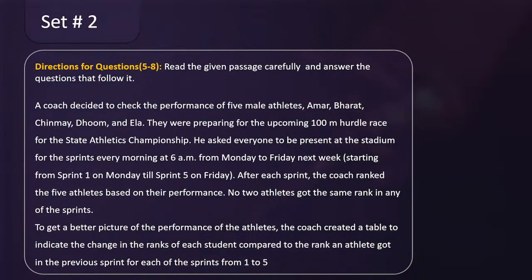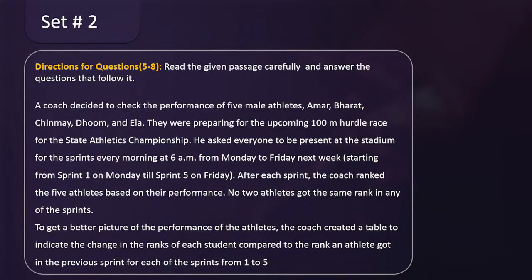Now, a coach decided to check the performance of 5 male athletes. These are A, B, C, D, and E, 5 athletes. They are preparing for the upcoming 100-meter hurdle race for the state athletic championship. He asked everyone to be present at the stadium for the sprints every morning at 6 a.m. from Monday to Friday in the next week, starting from sprint 1 on Monday till sprint 5 on Friday. So, sprint 1 will happen on Monday, then Tuesday, Wednesday, Thursday, and sprint number 5 will happen on Friday.